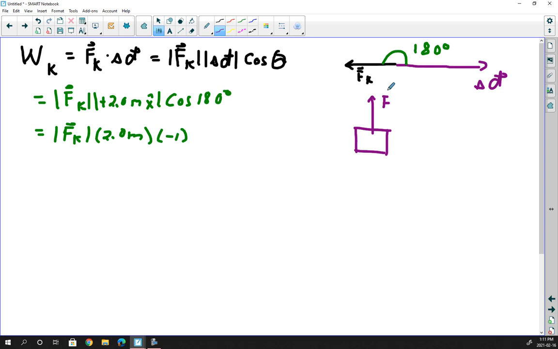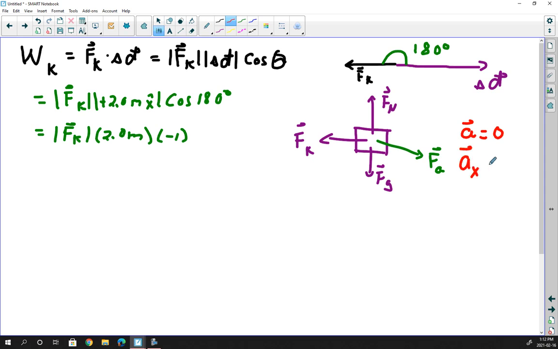We have the normal force, the force of gravity, the force of kinetic friction, and at an angle of 30 degrees is that force applied, okay? So if we take a look at this, we've got to remember here that the acceleration of this object is 0. Acceleration is 0. That means acceleration x component is 0, acceleration y component is 0. It's all 0 here.